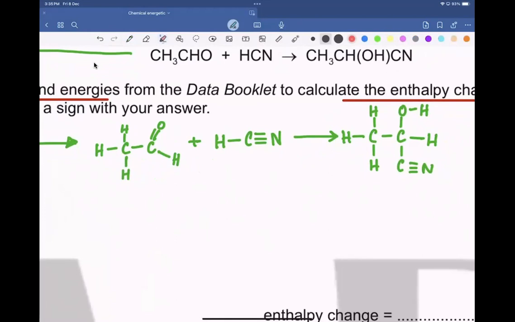So how will you identify the bonds which are broken? Hamza, can you identify which bonds are broken? Sir, why is there no double bond with C and O in the product? Because there is an OH over here, isn't it? Yes, sir. So it means there is an O bonded to an H.